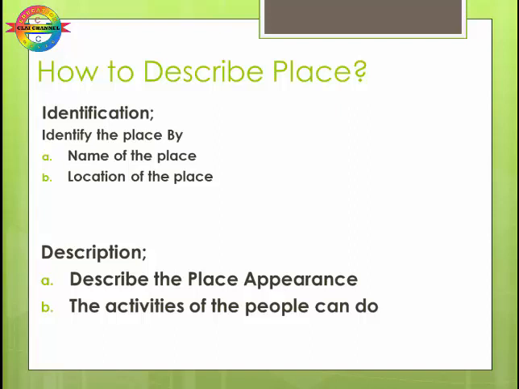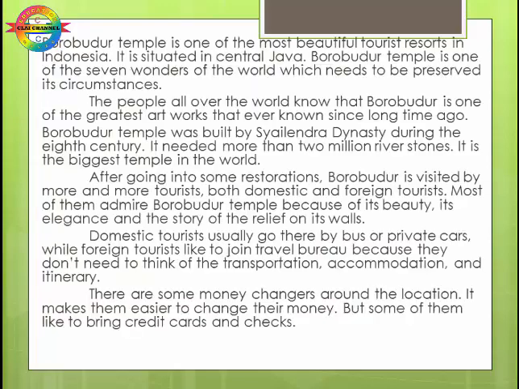Okay, now how to describe place? How to describe place? We can identify them by name of the place and the location of the place. And also we can describe them by describe the place appearance, the activity of the people can do in the place. Ya, kita bisa mengidentifikasikan bagaimana tempatnya, nama tempatnya, di mana lokasi tempatnya, dan juga mendeskripsikan bagaimana penampakan lokasi itu, sebagai apa yang orang lakukan di sana. Let's check it out.